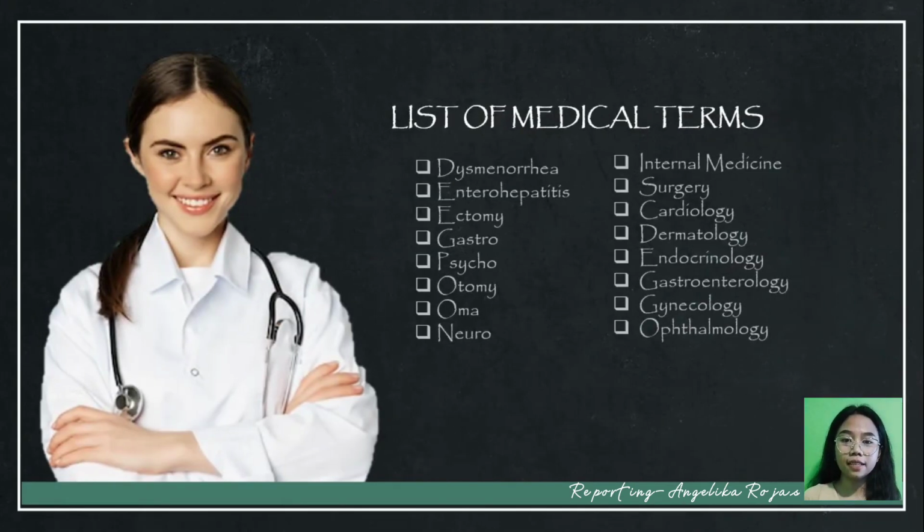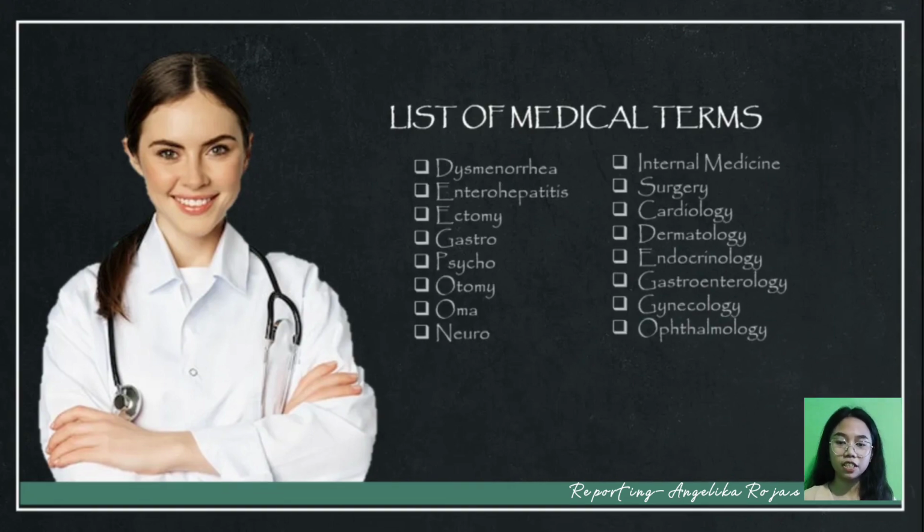Okay, these are the examples or the list of medical terms: dysmenorrhea, enterohepatitis, ectomy, gastro, psycho, otomy, OMA, neuro, internal medicine, surgery, cardiology, dermatology, endocrinology, gastroenterology, gynecology, and ophthalmology.